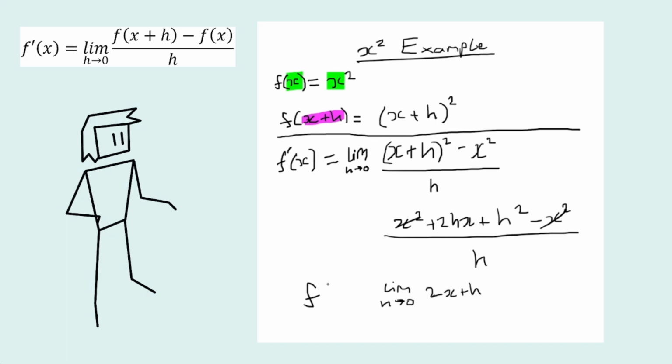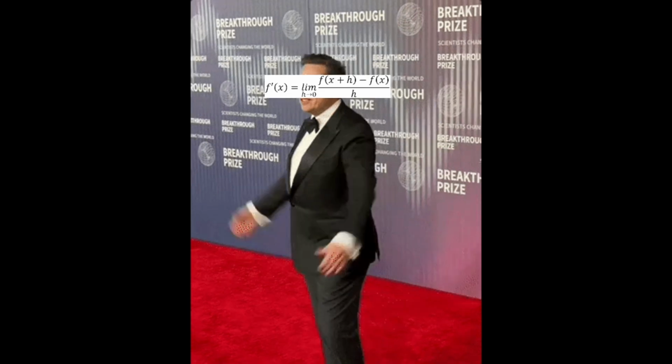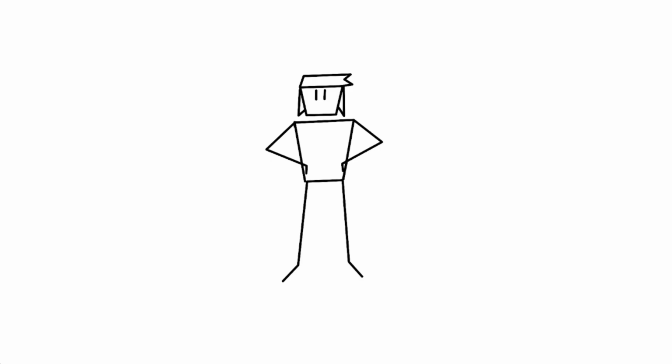Now, this is where we use the limits. So as h tends to 0, i.e. it gets really, really small, we can consider it to be so small that we can simply ignore it, making our final answer 2x.